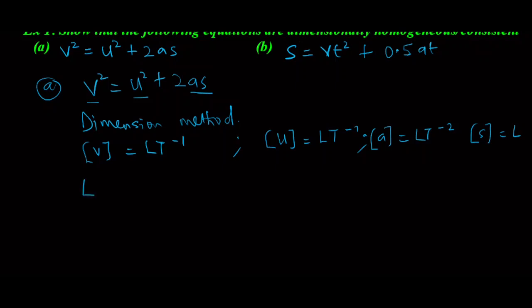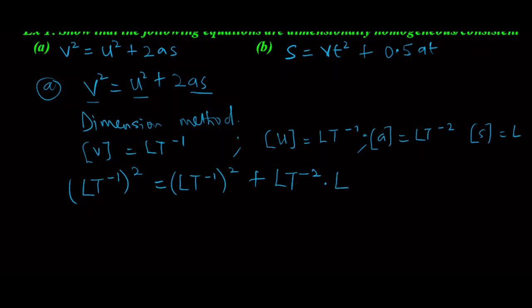So that will give me (LT^-1)^2 is equal to initial velocity, its own dimension is also (LT^-1)^2, plus a pure number doesn't have dimension. It's only variables, letters, that have dimension. So we ignore the two. These two that we are seeing, we ignore it. Then the dimension of acceleration is LT^-2, while the dimension of distance is L.